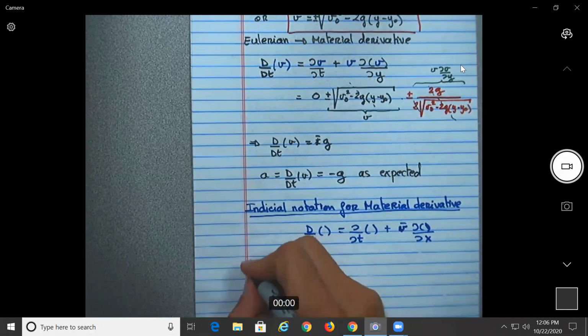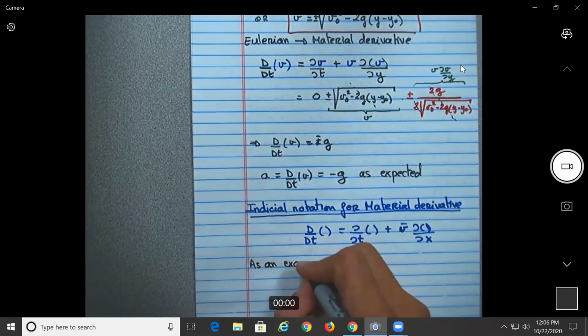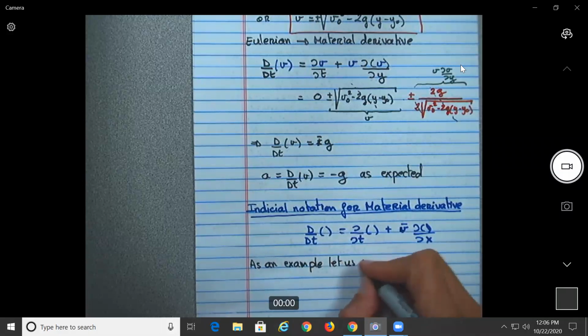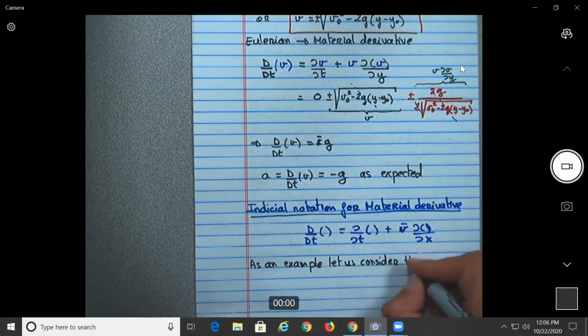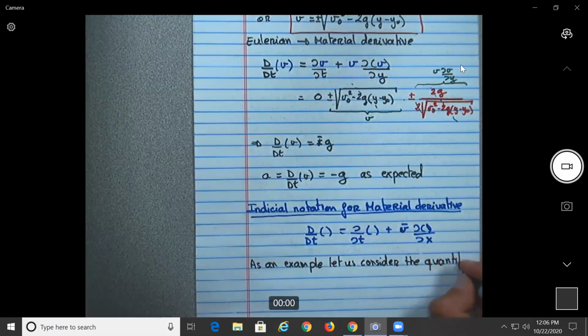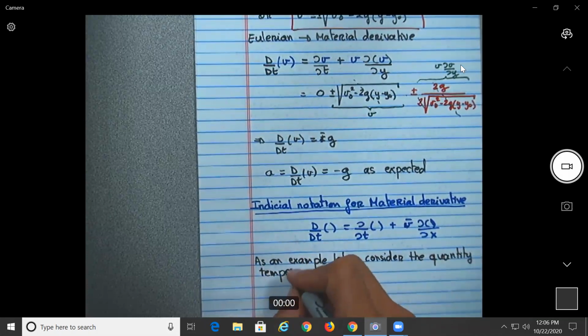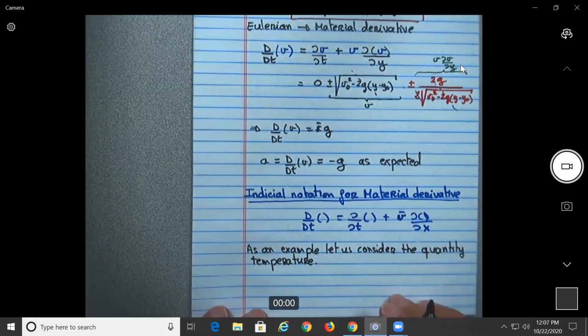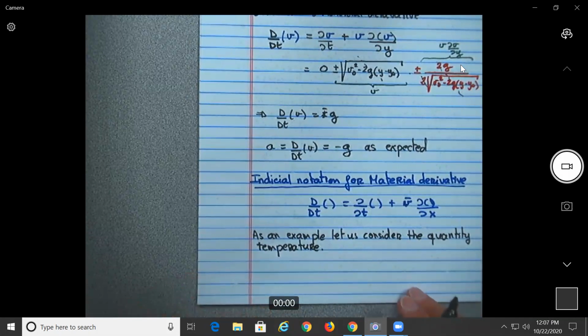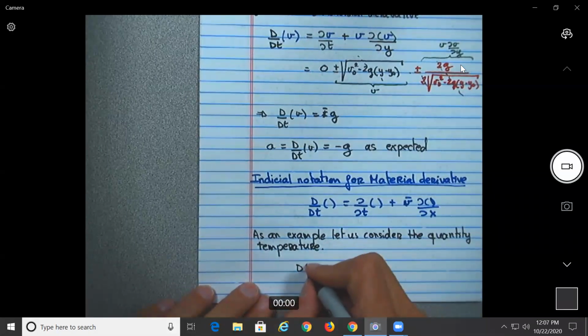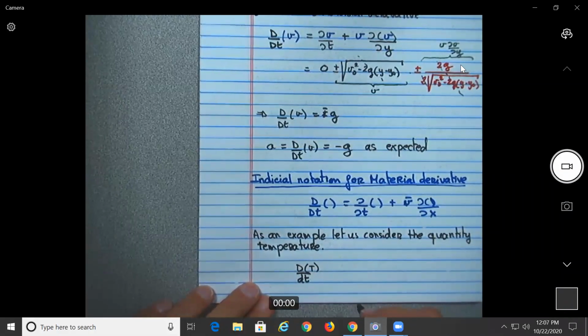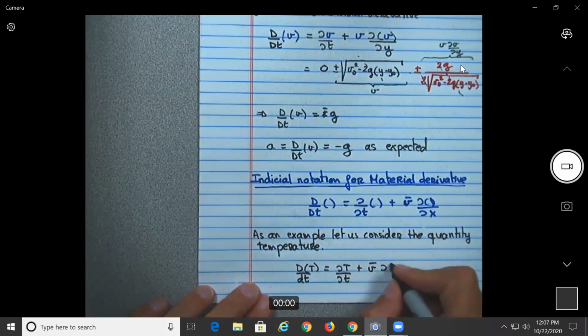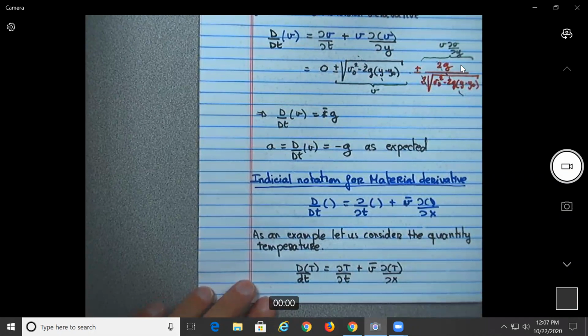Okay, so as an example, it will be easier. Let us consider the quantity temperature. Okay, it's a property. So we write d/dt of the temperature will be equal to the partial of the temperature with respect to time plus velocity times the partial of temperature with respect to x, y, and z, no? Okay, but let's say the general will be this one.